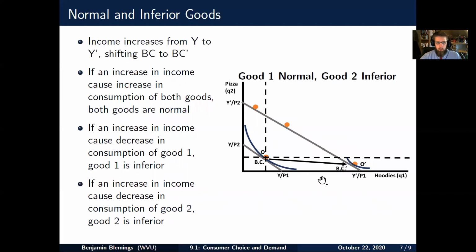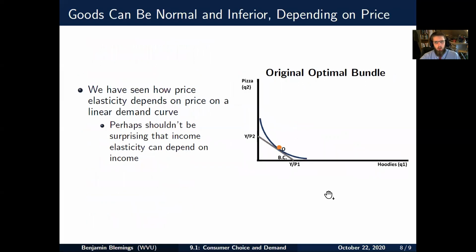And so what happens if the opposite thing happens and our new optimal bundle is this O prime? Well, we buy less of good 2, making good 2 inferior, and more of good 1 because we've moved right on the x-axis. That would indicate that good 1 is normal and good 2 is inferior. And so this is how we can interpret changes in the optimal bundle.